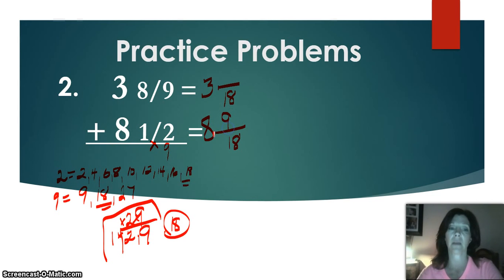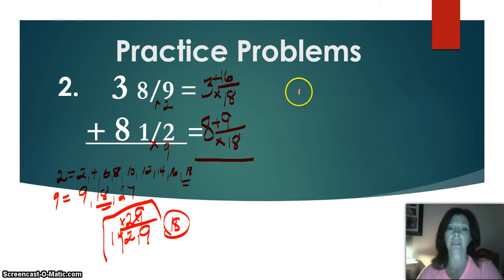1 times 9 is 9. 9 times what is 18? It's 2. 8 times 2 is 16. All right, let's try our trick again. We're going to add these together, but first we're going to turn them into an improper fraction. So we're going to multiply here, add here, multiply here, add here.